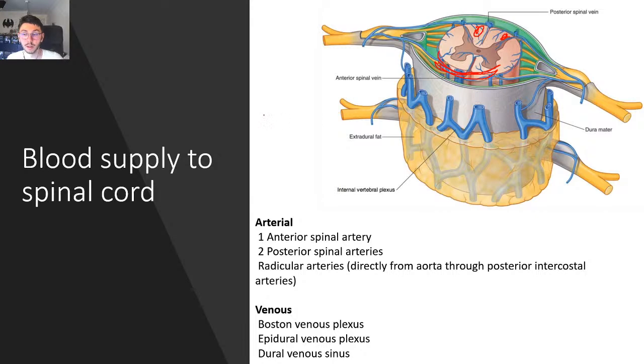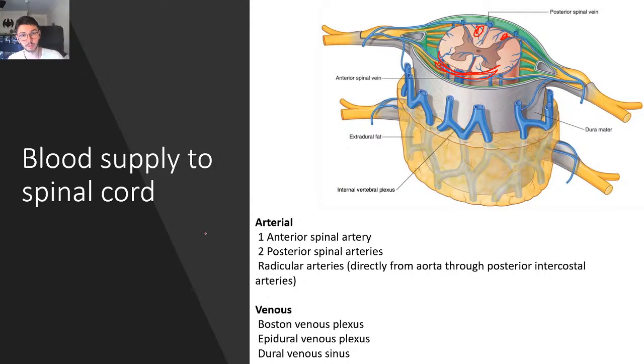You have radicular arteries which come from the aorta, and they merge through the posterior intercostal arteries. What this essentially does is that as the aorta goes up, and it runs very closely to the spinal cord, it can directly feed off little branches of arteries. These are called radicular arteries because they radiate, so they go in a radius out.